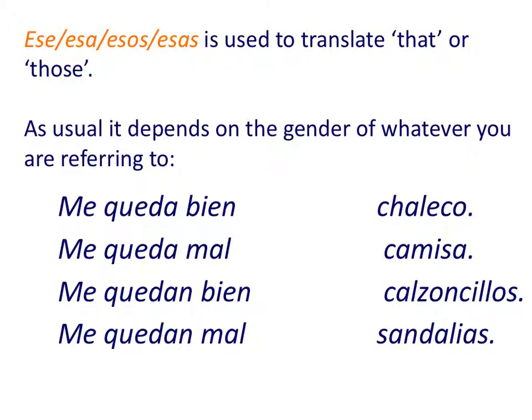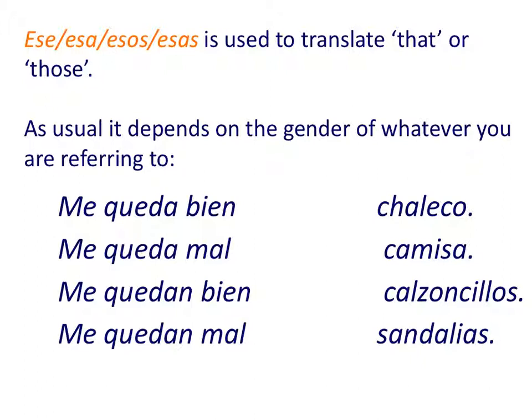We then move on to the next degree away, the next degree of distance. So, ese, esa, esos, and esas is used to translate that or those. Again, as usual, it depends on the gender of whatever you're referring to. So now that you've met este and its feminine and plural equivalents, pause the video and think what you think will happen with these examples. As I'm sure you'll be able to work out, they're pretty similar.